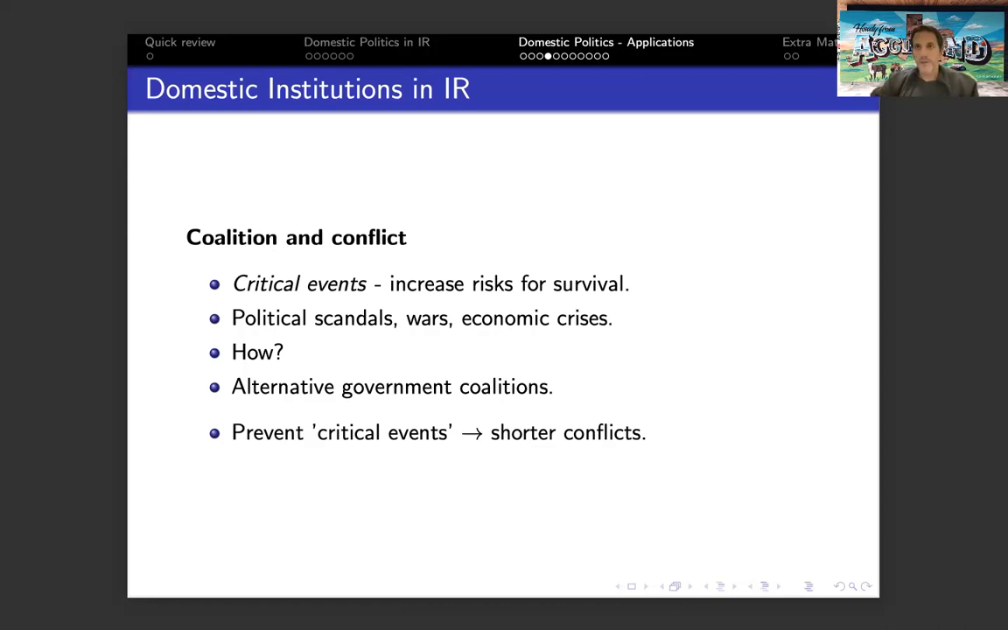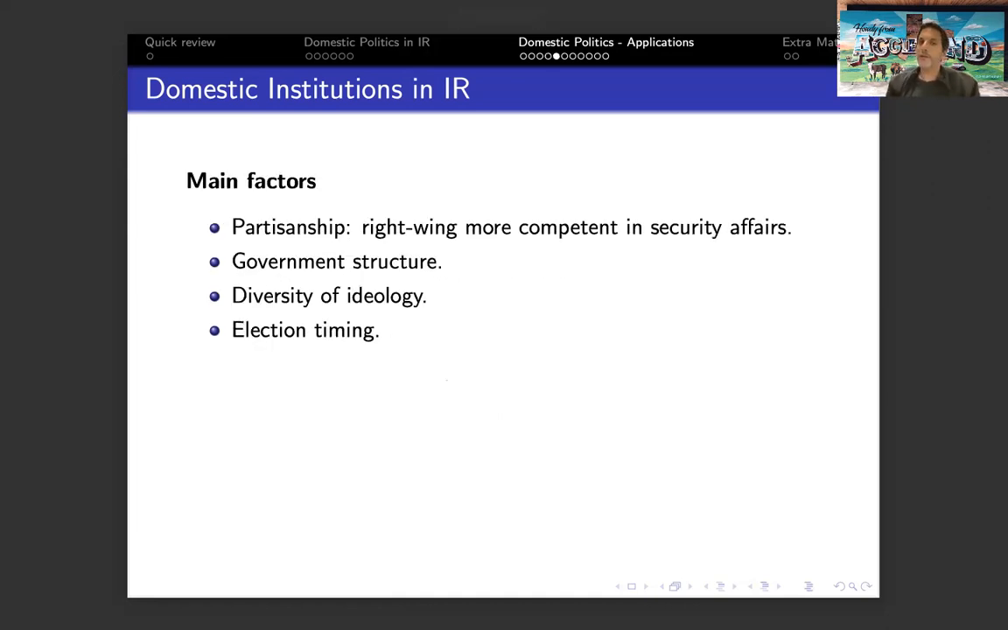And in terms of the factors, the domestic factors that have an effect here, partisanship is very, very important.